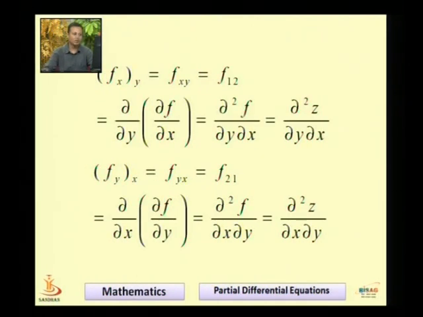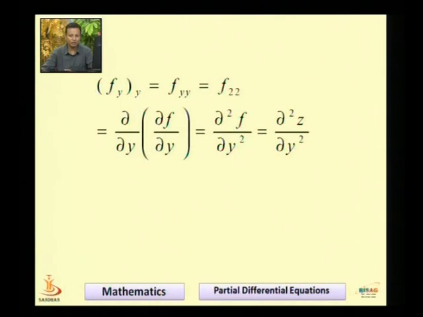Similarly for the partial derivative of fx with respect to y, that will be fxy or f12 or del by del y of del f by del x, and that is equal to del square f by del y del x. Generally, if we consider continuous functions, then the expressions del square f by del y del x and del square f by del x del y are the same. That is, f12 will be f21 in case of functions which are continuous and which have their first order partial derivatives continuous.